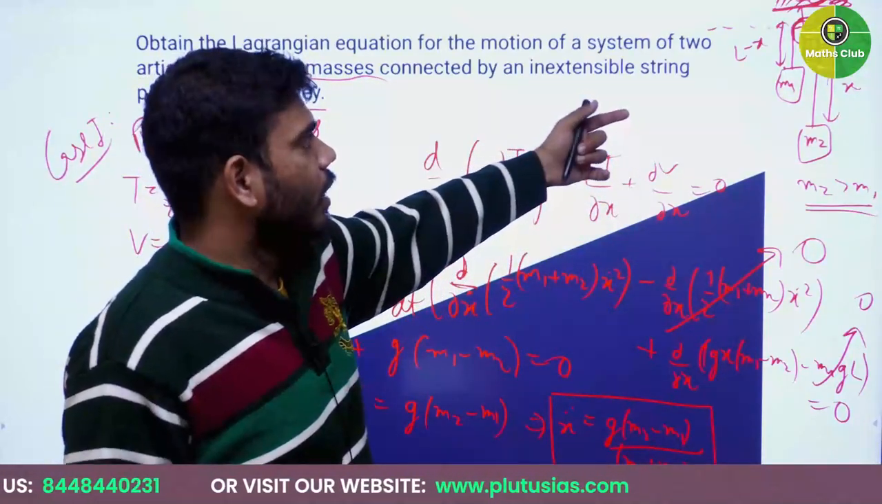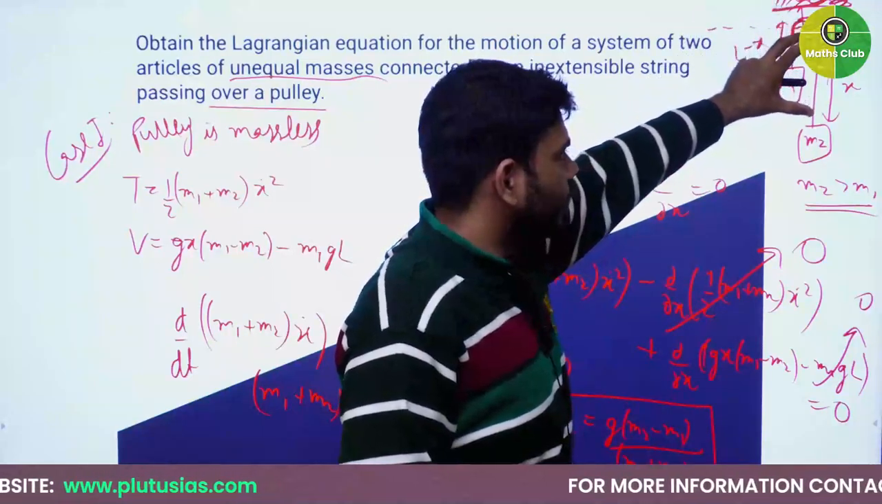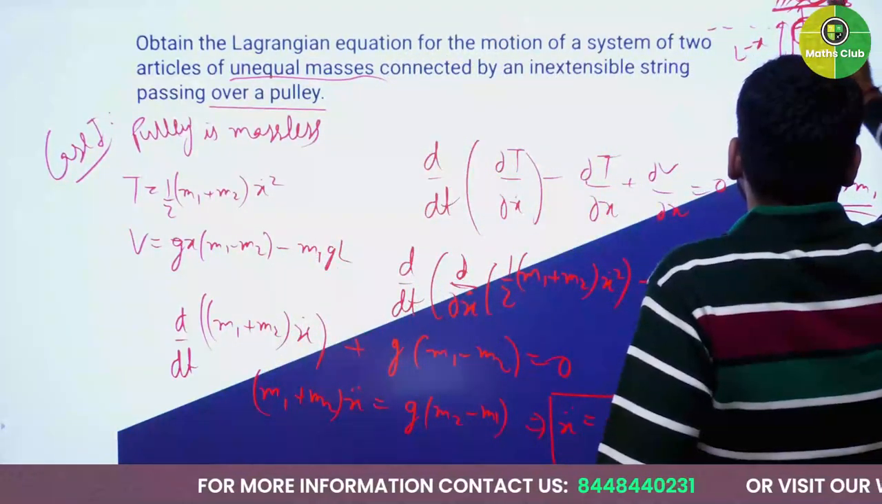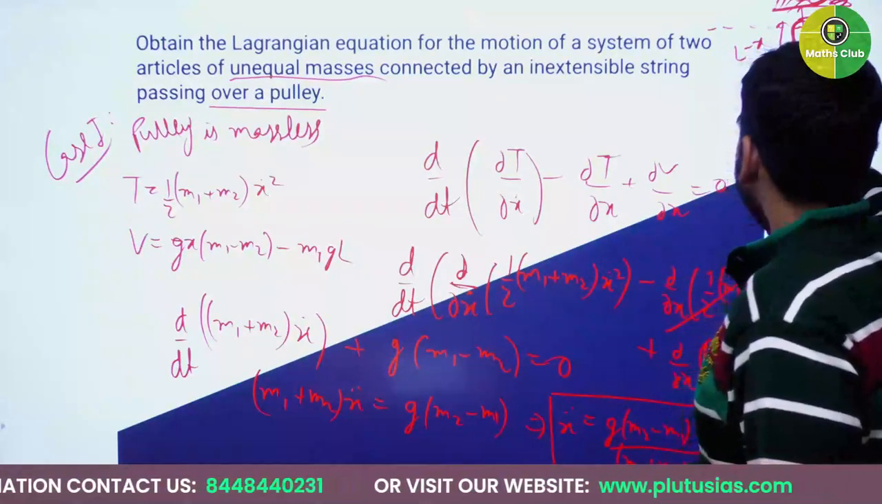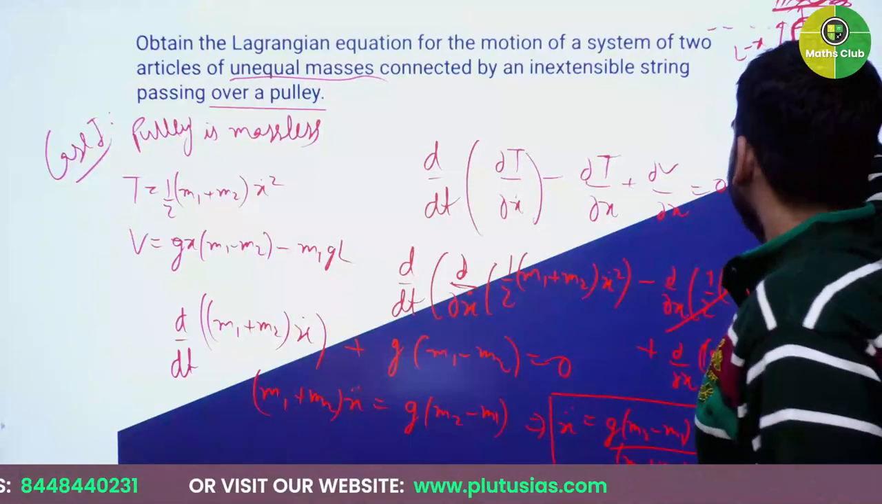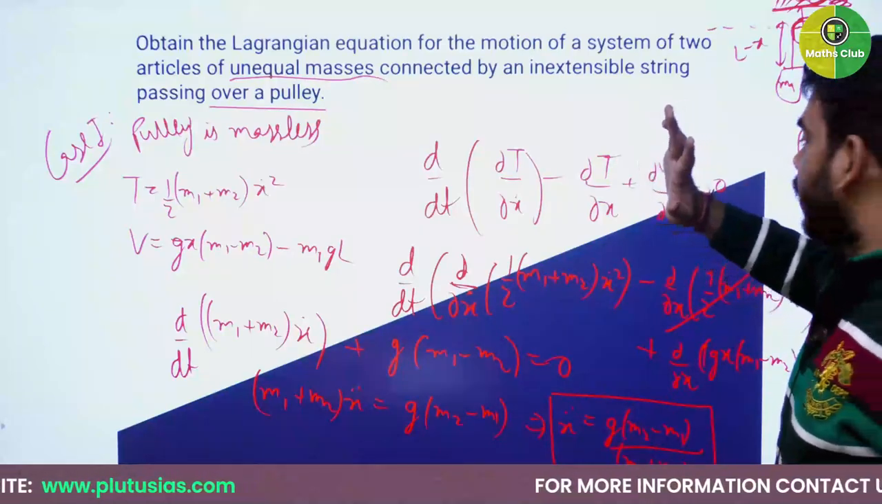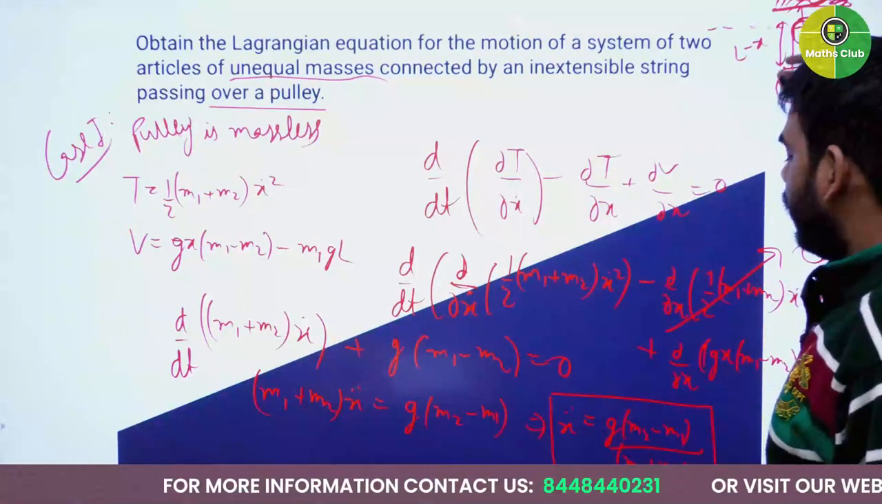and it is inextensible. So the amount of string that is getting loose over this m1 length, the same amount of string will be gained in this m2 length. So yahan se jitna loose hoga, the same will be gained by this thing. Or we can say the amount of height that the m1 particle is gaining, the same amount of height the m2 particle will be losing. So very clearly we can say ki jitna upar jayega ye utna hi niche aayega.